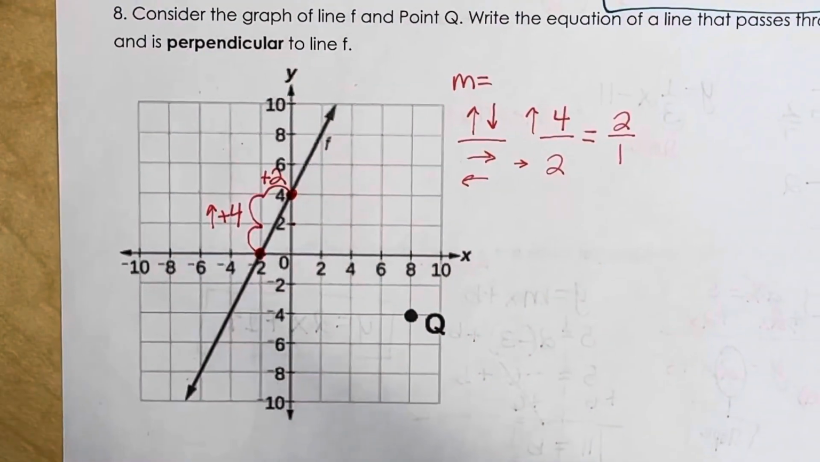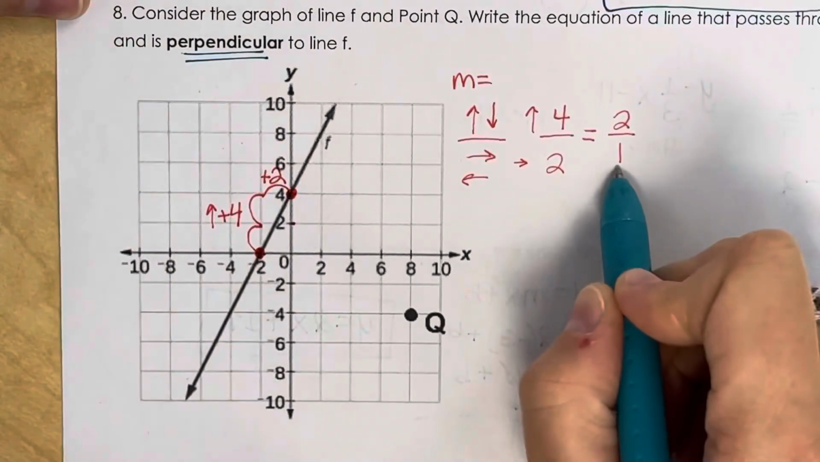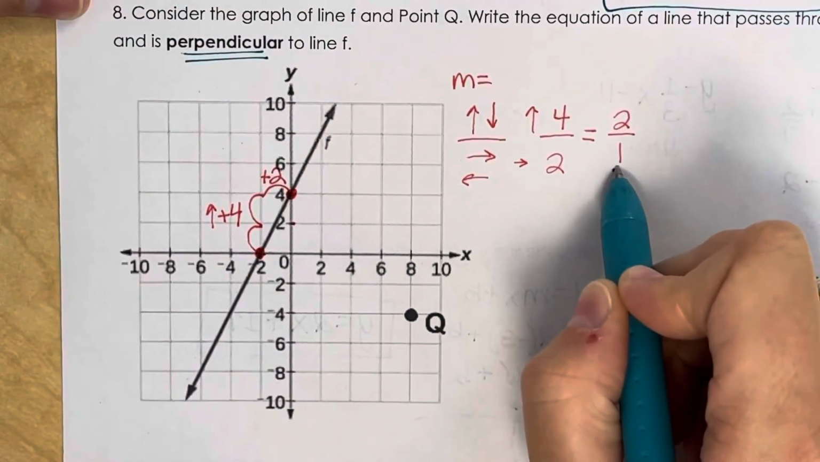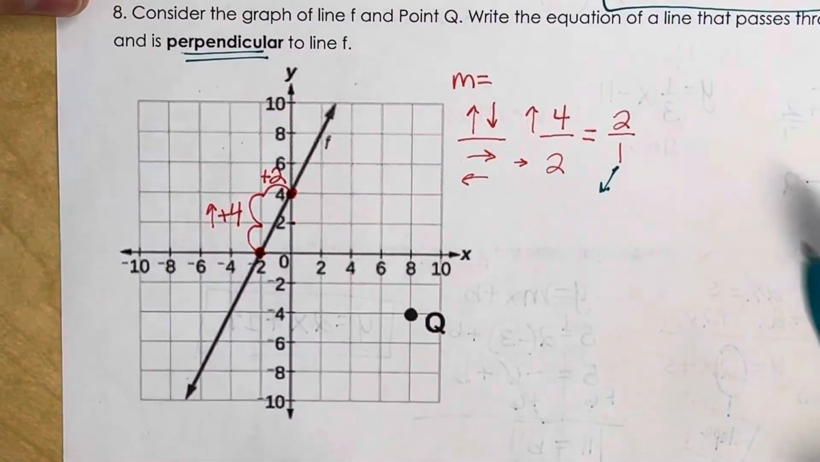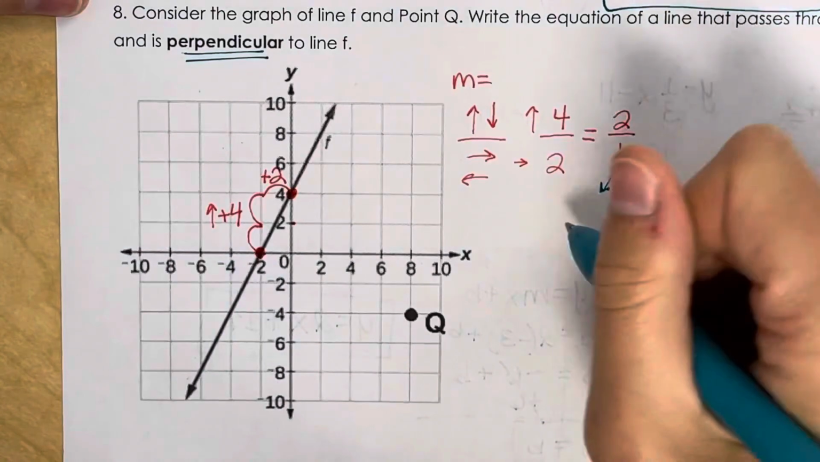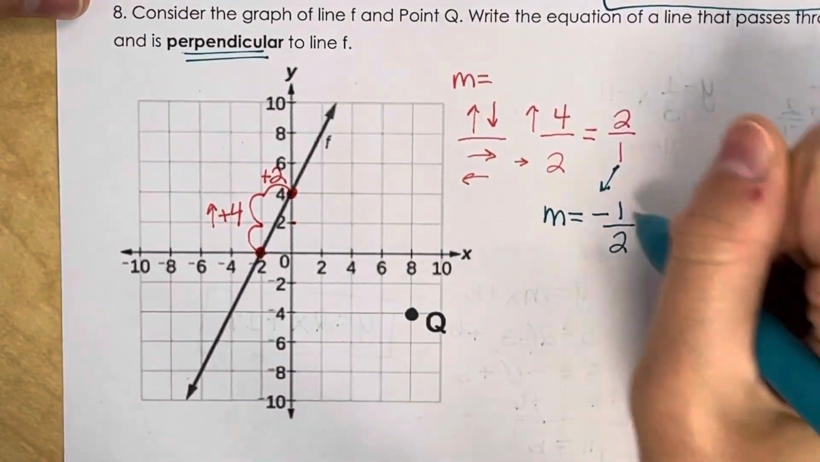Now, because I want my line to be perpendicular, I need to have the opposite reciprocal of this slope. So I need to take this slope here, I need to flip the fraction and then change the sign. So instead of 2/1, my slope needs to be -1/2.